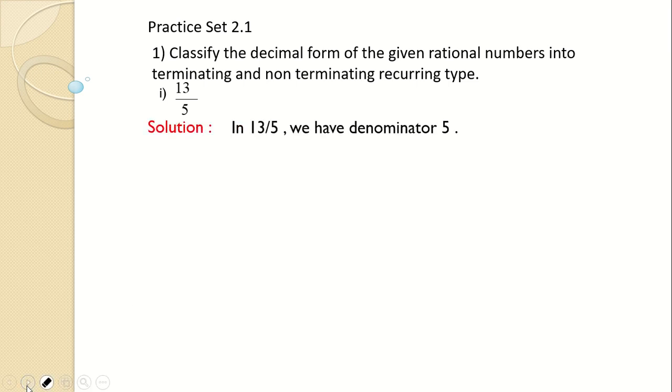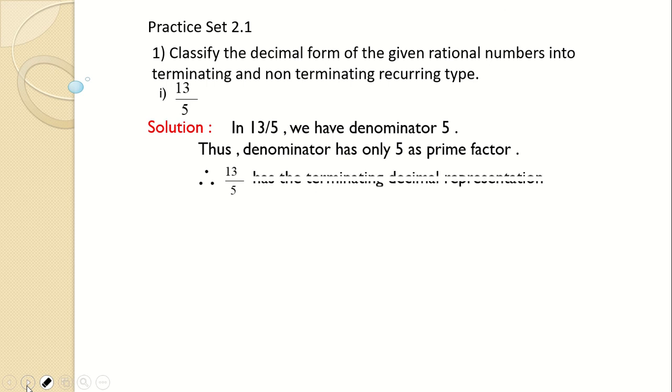In 13 upon 5, we have denominator 5. Thus, the denominator has only 5 as a prime factor, and therefore 13 upon 5 has the terminating decimal representation. I have divided and shown you. After we divide, the answer is 2.6, so it's terminating type.